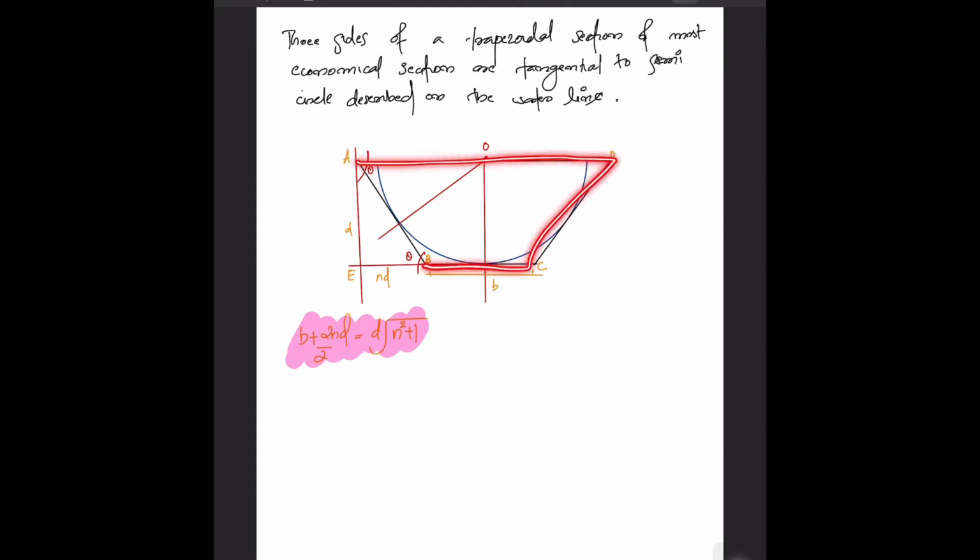Suppose there is a trapezoidal section and O is the midpoint of the top width. If you are drawing a semicircle with a depth of flow as radius, and if the trapezoidal section is most economical, then these three sides will be tangential. So we are going to prove this condition.